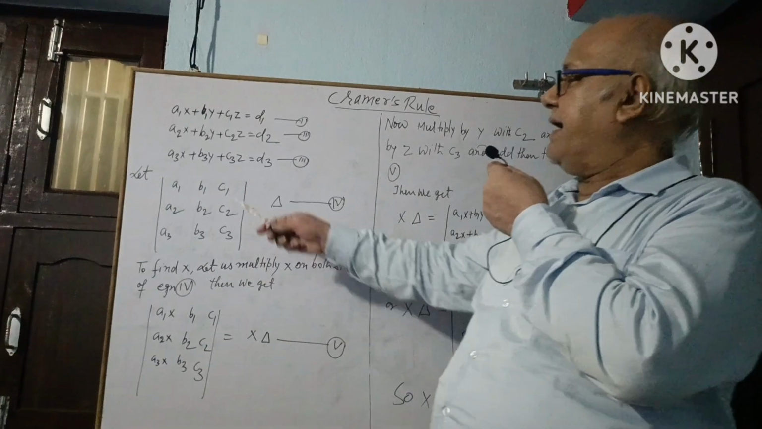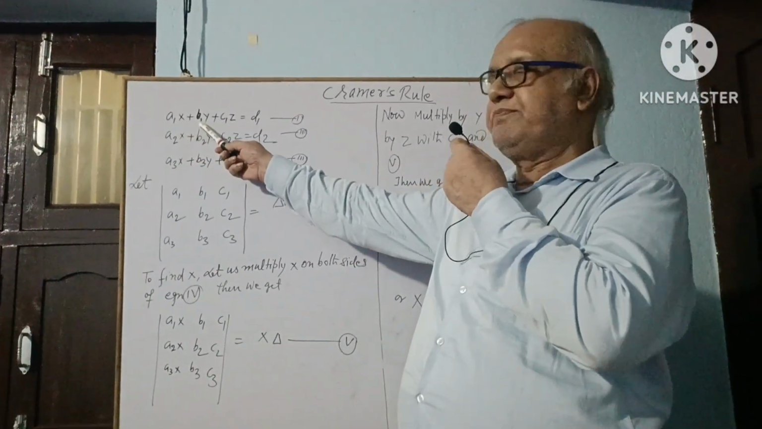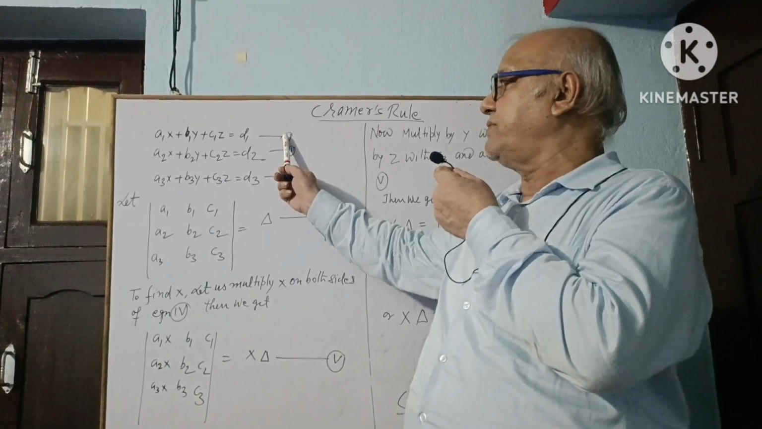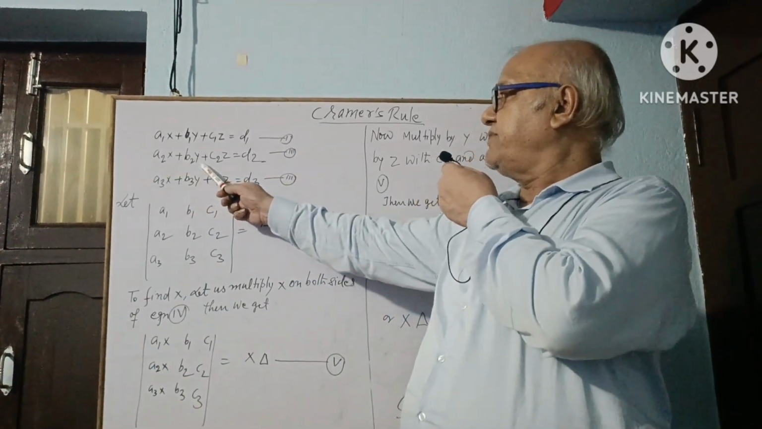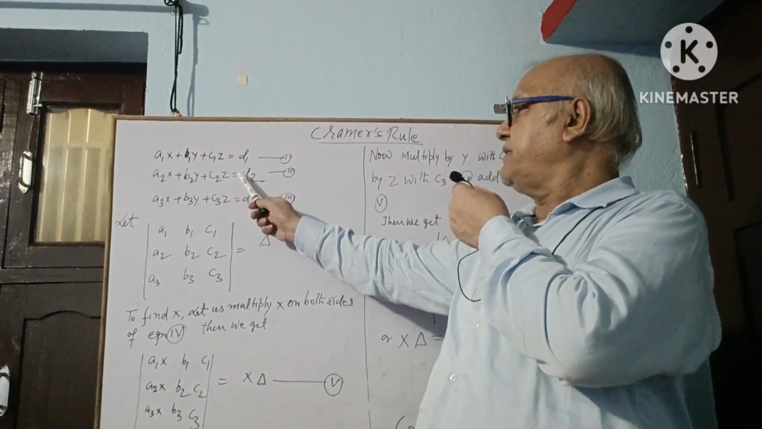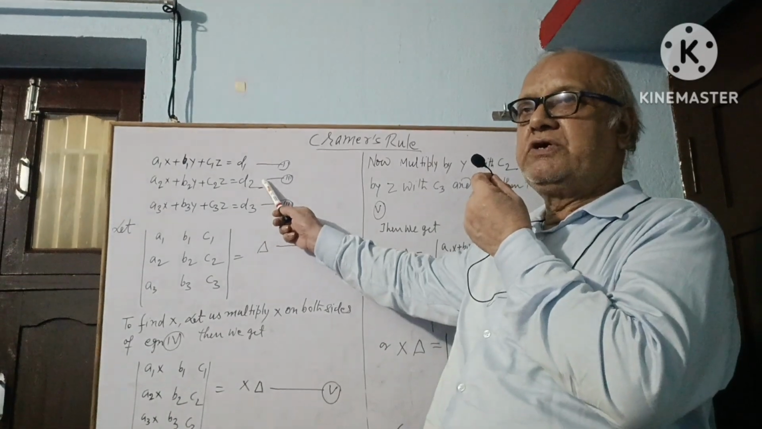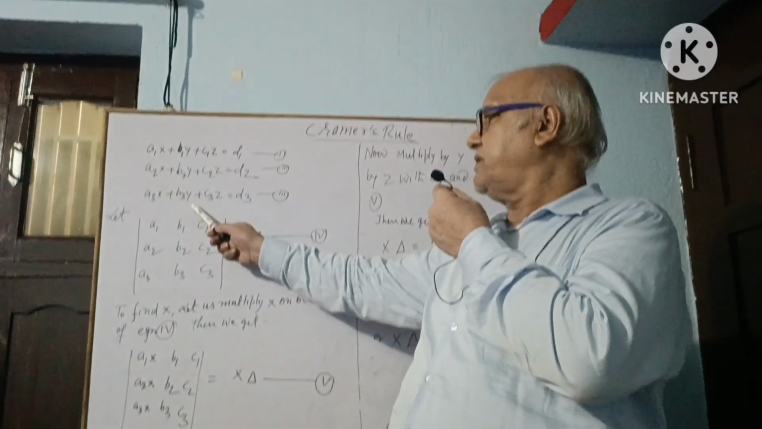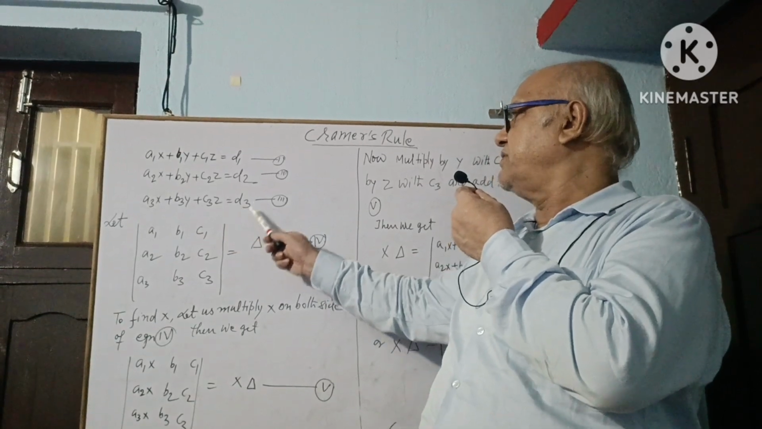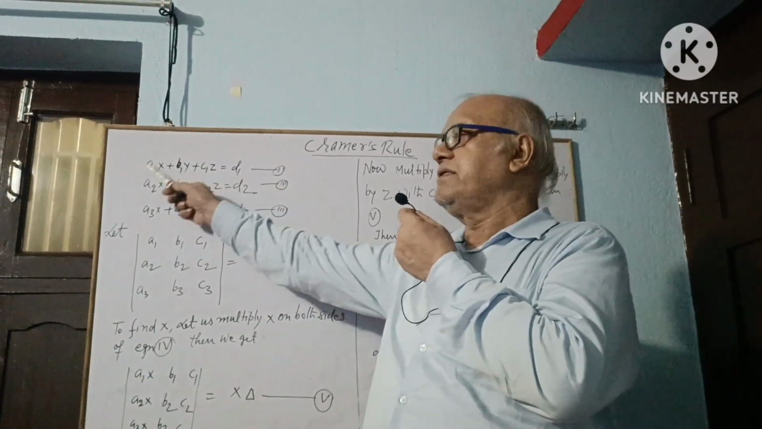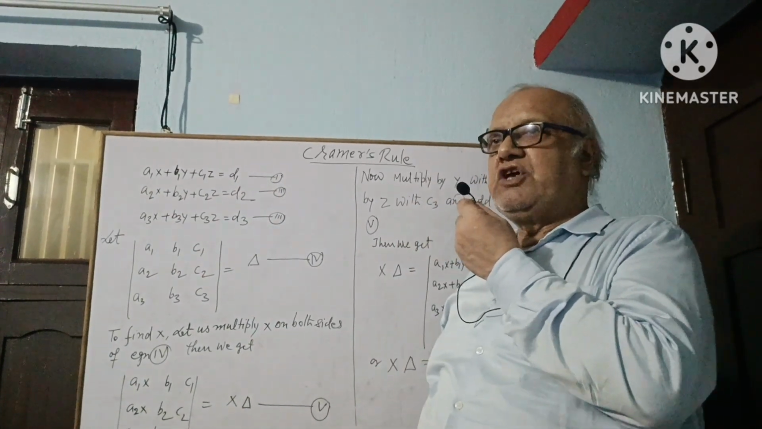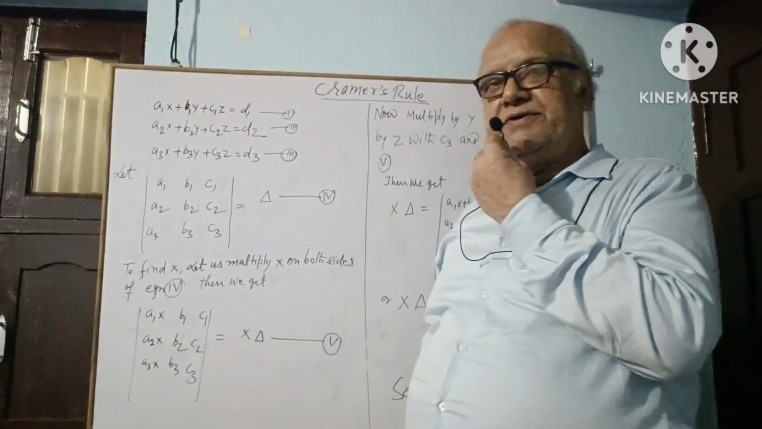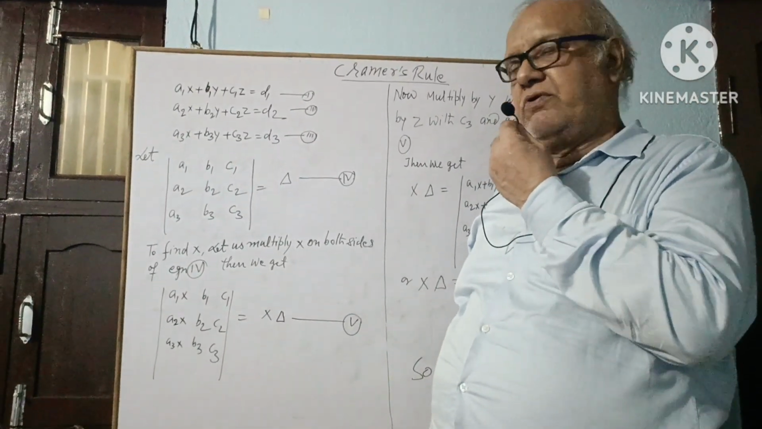So, suppose that a1x plus b1y plus c1z is equal to d1, this is equation number 1, and a2x plus b2y plus c2z is equal to d2, this is equation 2. Similarly, a3x plus b3y plus c3z is equal to d3, equation 3. These are the 3 linear equations. In these equations, we have to find x, y and z by applying Cramer's rule.